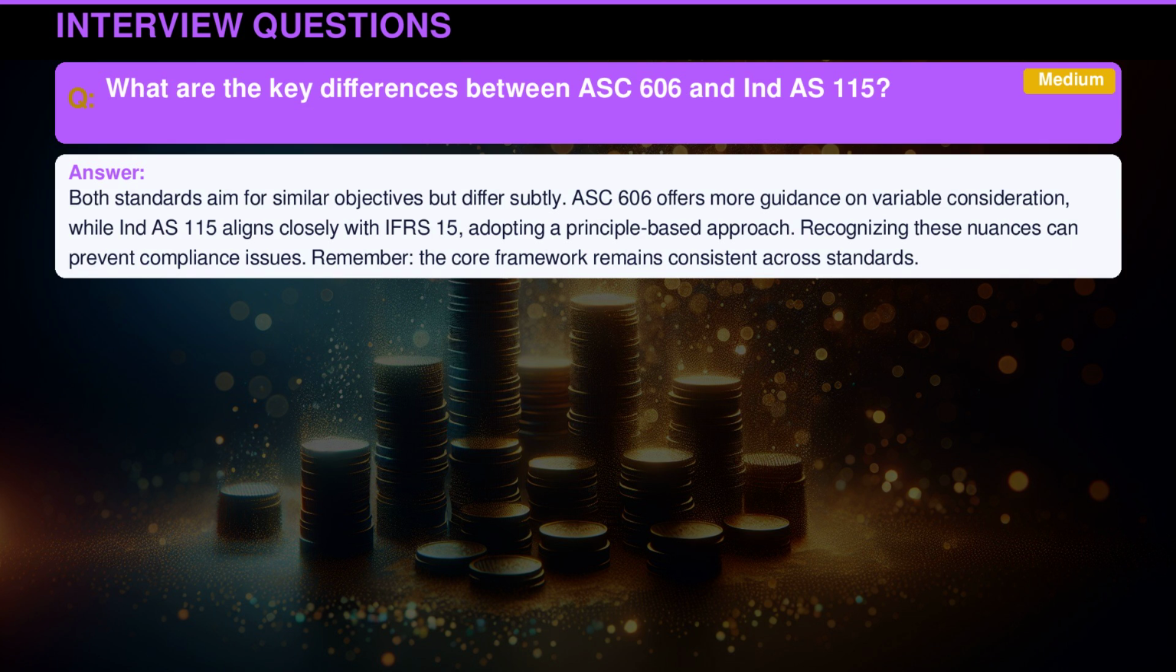Both standards aim for similar objectives but differ subtly. ASC 606 offers more guidance on variable consideration, while Indian Accounting Standard 115 aligns closely with International Financial Reporting Standards 15, adopting a principle-based approach. Recognizing these nuances can prevent compliance issues. Remember, the core framework remains consistent across standards.